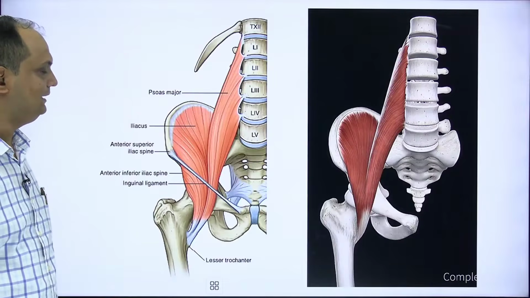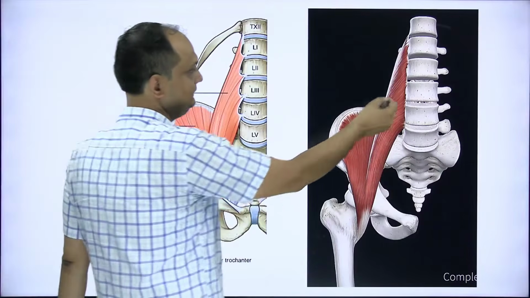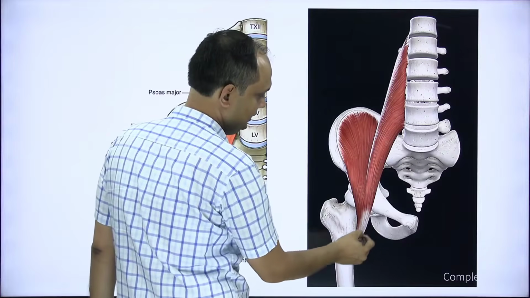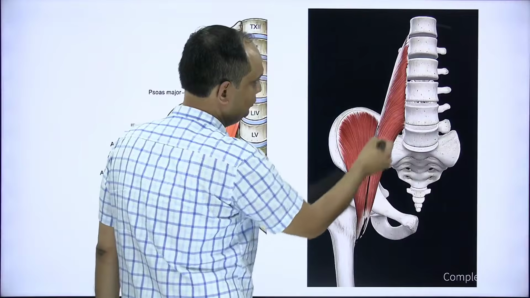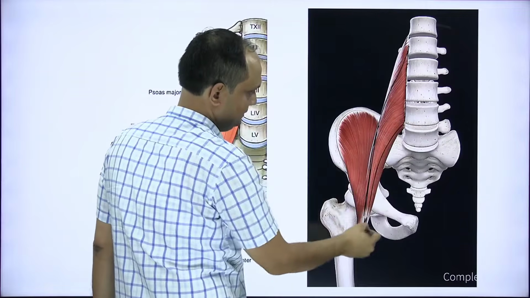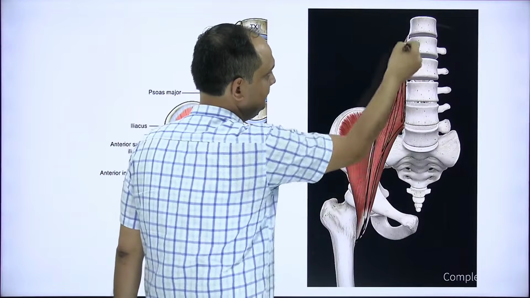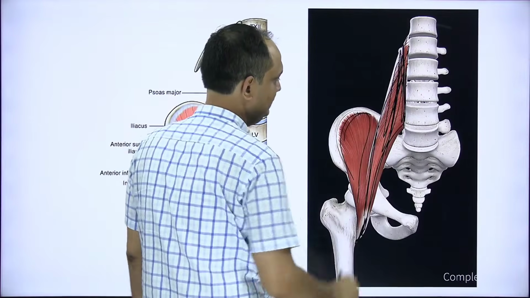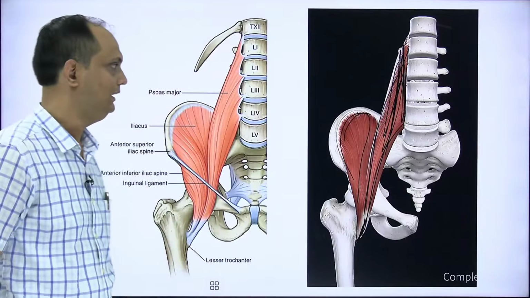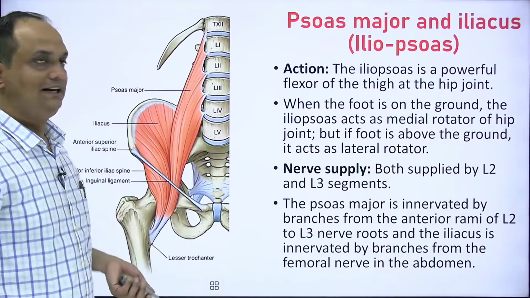In this diagram you can see the combined, or conjoint, iliopsoas tendon, and it is formed by joining two muscles. This is your psoas major, which is coming from the side of your lumbar vertebra, and this is your iliacus muscle. Clear? What is the action?